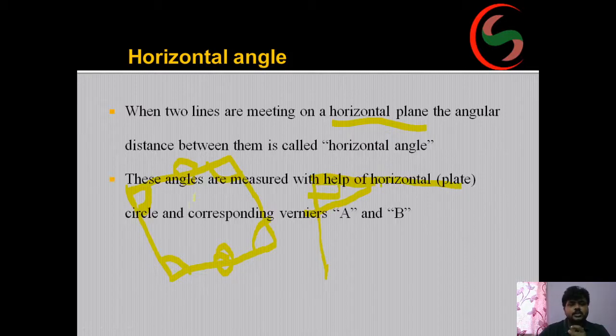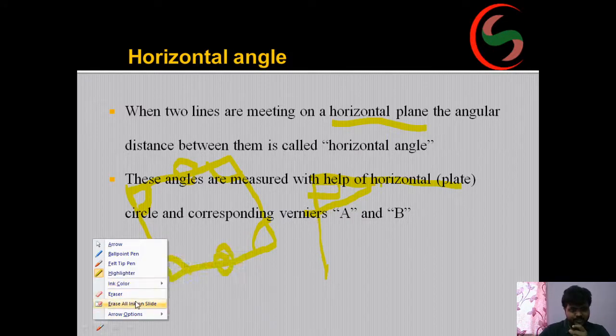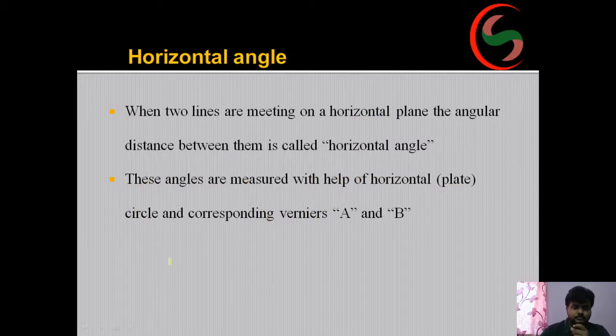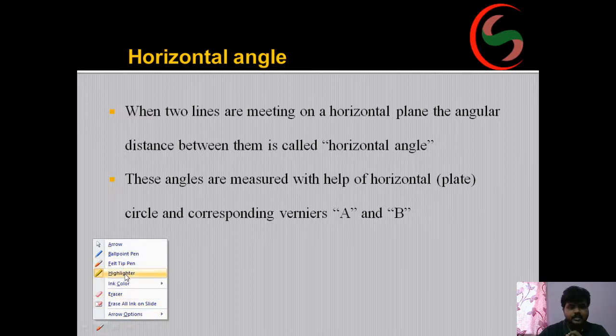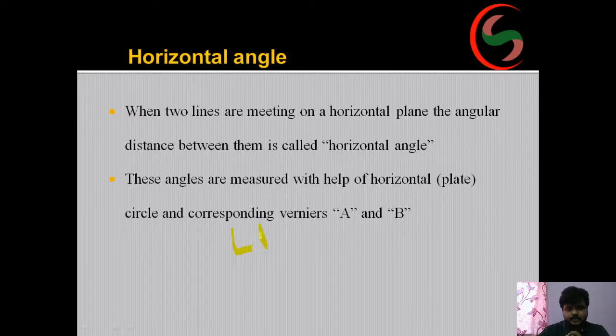These angles are measured with the help of the horizontal plate or circle by using the corresponding vernier A and vernier B. Here it is talking about the instrument. As mentioned earlier, the theodolite instrument consists of a horizontal circle. In that horizontal circle, what plates are there? One is the lower plate. The next one is the upper plate.